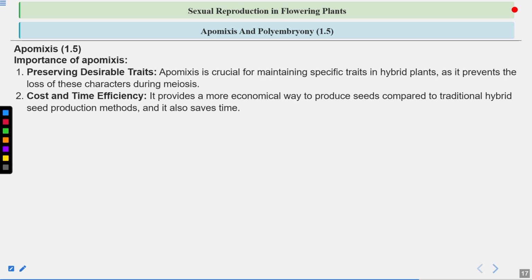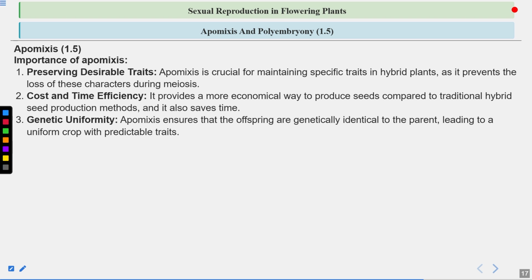Cost and time efficiency. It provides a more economical way to produce seeds compared to the traditional hybrid seed production method, as it saves time, right? So it is reducing your cost, because every time you are not going to create a hybrid plant, which requires a lot of money and time as well.